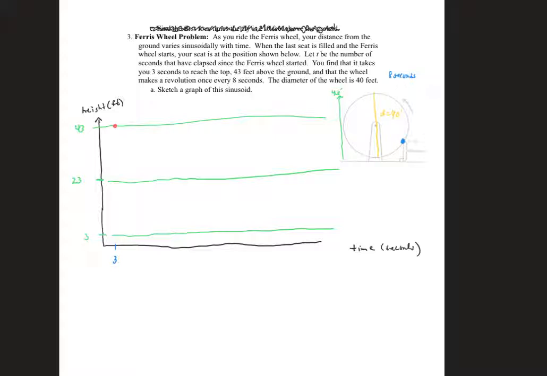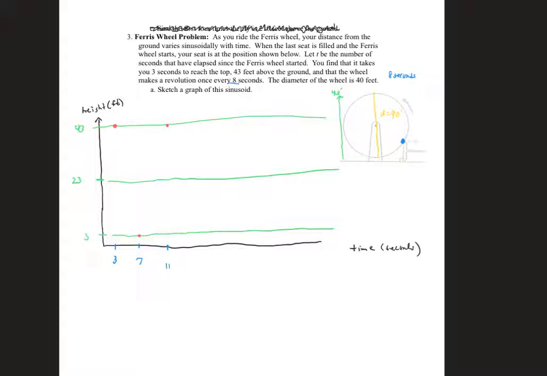So we're going to be at the high point after 3 seconds. Since it makes a full revolution every 8 seconds, if we add 8 seconds to the 3, we're going to be back up to the top. So maybe right there is going to be 11, and then we'll be back up at the top again. That means halfway in between, we're going to be at the bottom. If it's 8 seconds, half of that would be 4 seconds. 4 seconds added to the 3 will be at 7 seconds. We're going to be at the bottom.